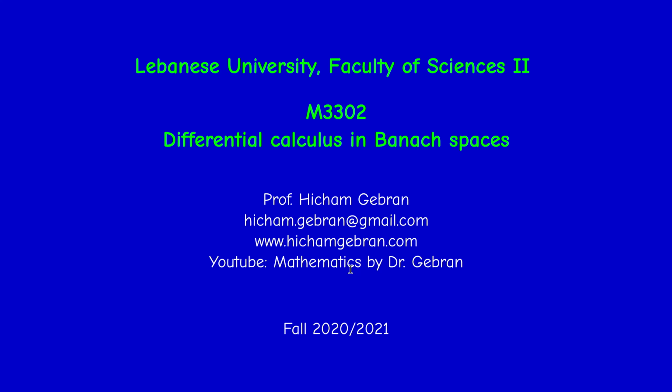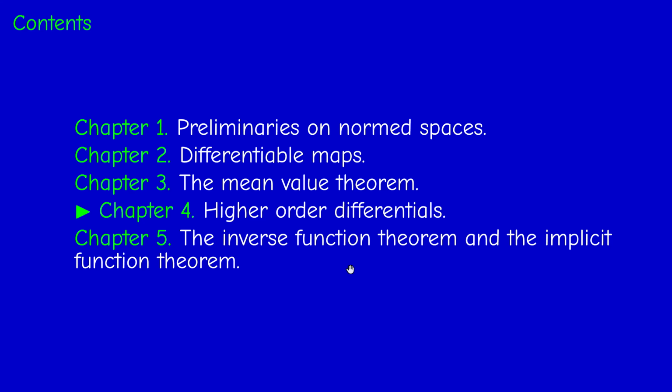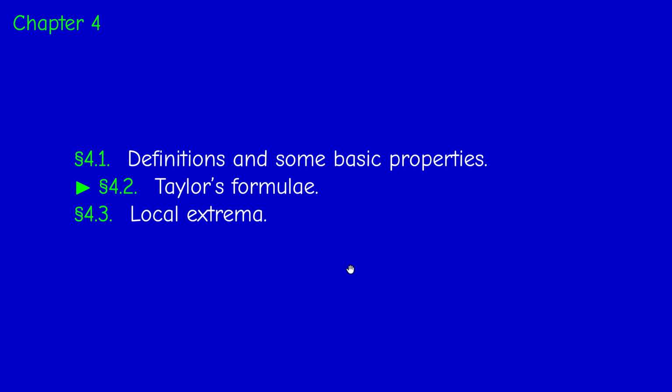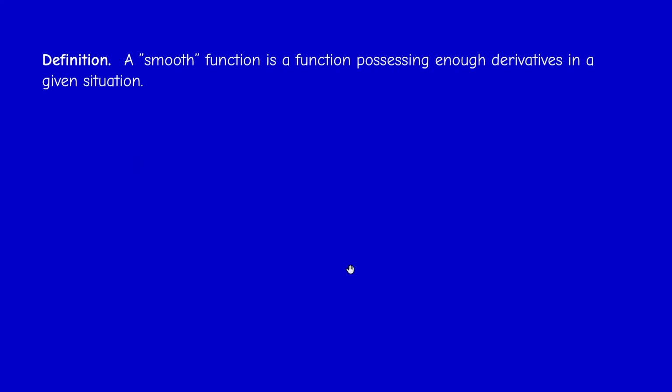Welcome back. In this video, we continue our study of Chapter 4 and move to Section 4.2 about Taylor's formulae. So there are three forms of Taylor's formula, but they all involve the same idea. They involve approximating a smooth function by polynomials with some remainder.